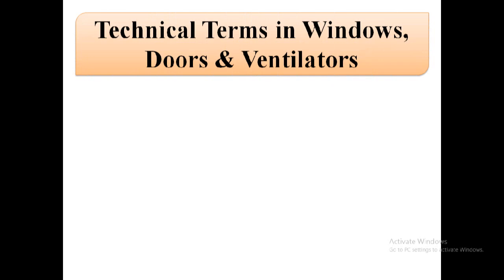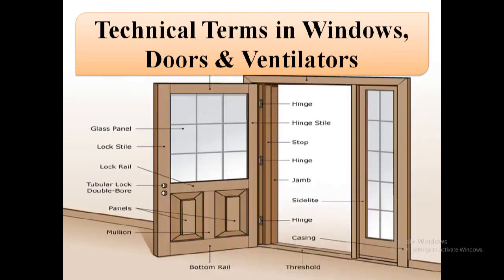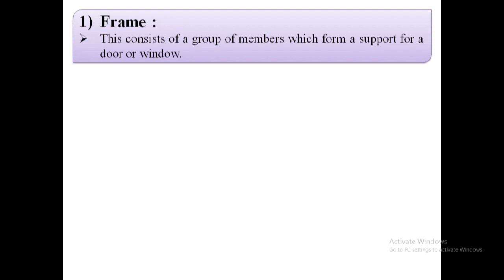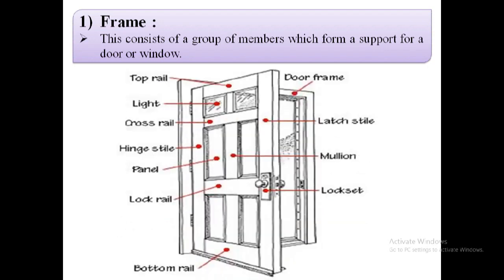In this video, we will discuss technical terms in windows, doors and ventilators. So let's start. First technical term is frame. Frame consists of a group of members which form a support for a door or window. So in this image we can see this is the door frame and it consists of a group of members which form a support for a door.